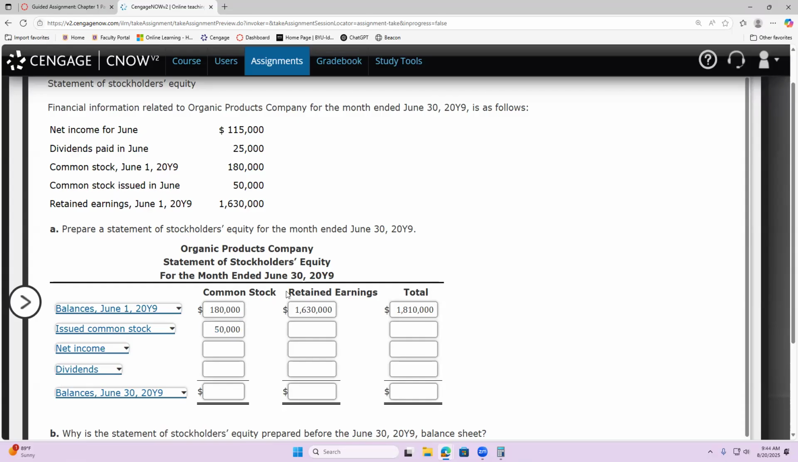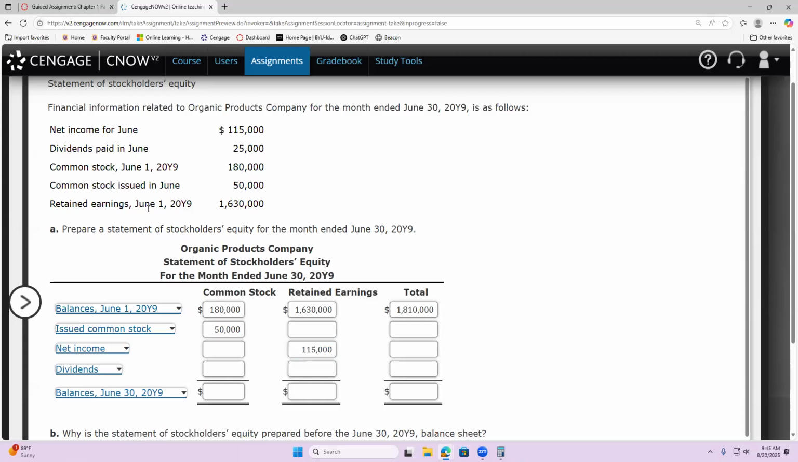So we put that in the common stock column. We had net income of 115,000. So I'm going to put that in the net income row under retained earnings. Why? Because net income impacts retained earnings, not common stock. Common stock is just money put in by the owners.